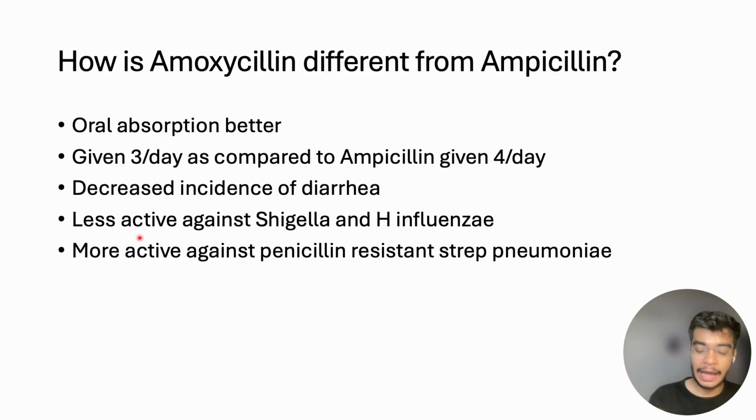But ampicillin has one better point: it is more active against Shigella and Haemophilus influenzae. Whereas amoxicillin is more active against Streptococcus pneumoniae, where it is better than penicillin in this comparison.